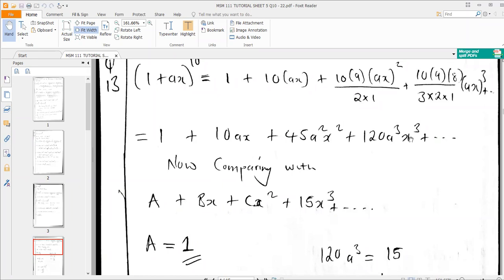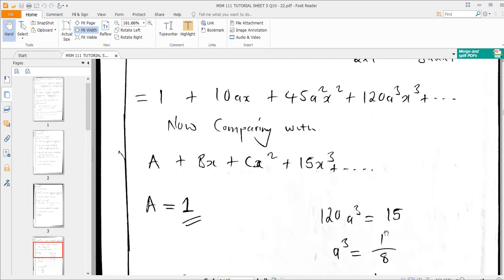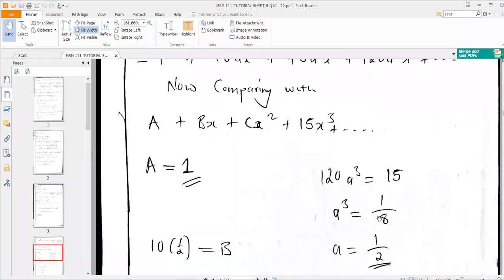So we know that for x to the power 3, the coefficient is this, and the coefficient is 15. So we equate the coefficients: 120a to the power 3 is equal to 15. Then we solve for a. When 120 is divided by 15, we're having 1 over 8. Now, the cube root of 1 over 8 is 1 over 2.